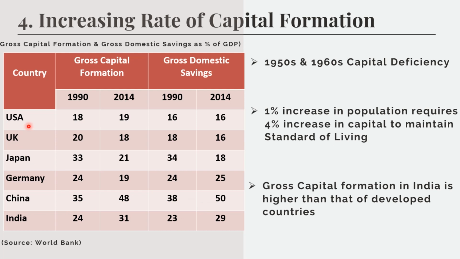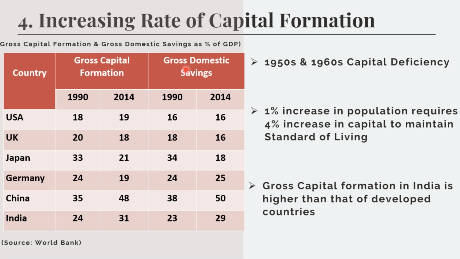Here see, in the United States of America, the capital formation ratio is 19%. In the United Kingdom, it is 18%. In Japan, it is 21%. In Germany, it is 19%. But in India and China, look here, in China it is near about 50%, and in India it is 31%. It is a satisfactory point as far as the development of the Indian economy is concerned.